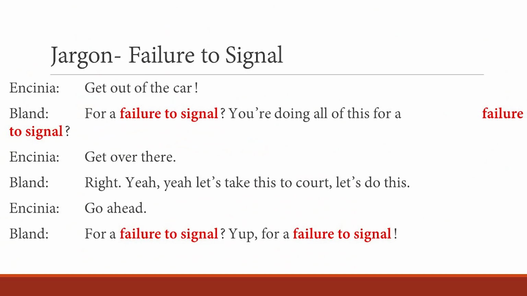I know this is a lot of text, sorry about that. But I have highlighted in red the failure to signal terms when she uses it. And what you'll notice is that she's using this term in an ironic way, combined with questions. She's using it in combination with other references to the legal system. So she says, yeah, let's take this to court. She references other aspects of the legal system throughout the interaction as well. I'm going to call my lawyer. You don't have the right to do this. I can't wait to take this to court.